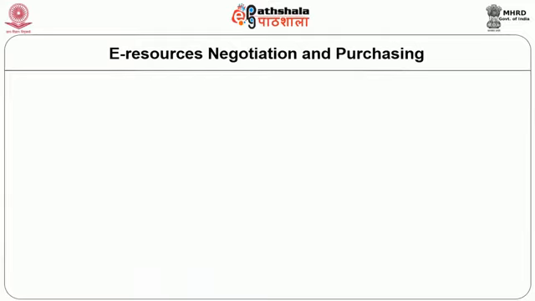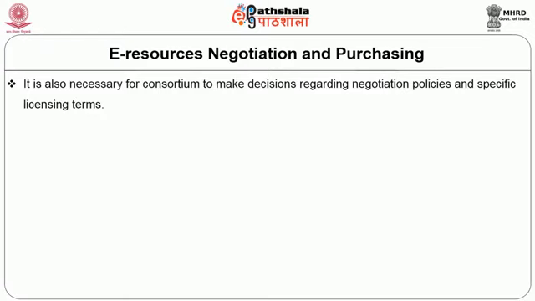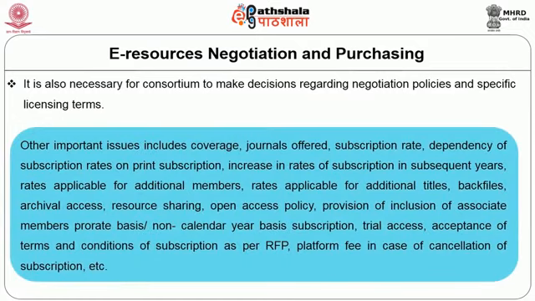The second step is e-resource negotiations and purchasing. It is also necessary for the consortium to make decisions regarding negotiations policy and specific licensing terms. Before starting negotiations, the Consortia Negotiations Committee and agreement signing authorities should thoroughly review the RFP, that is, request for proposal, submitted by the publisher.